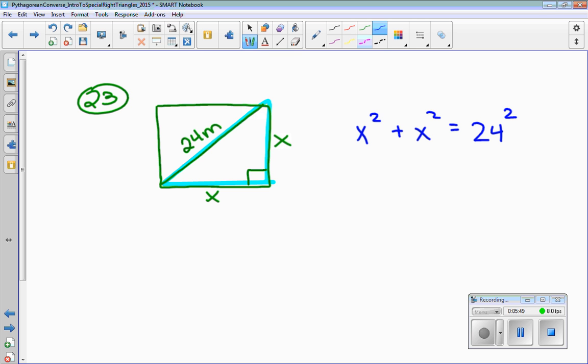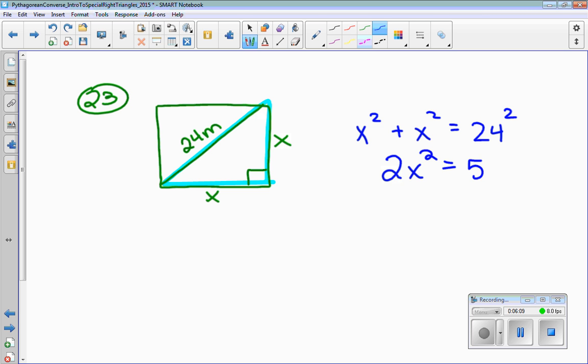I know y'all had like a million days off, but you awake? Right? So what do I do here? What's x squared plus x squared? 2x squared. There are 2 of them. And then what's 24 squared? I don't know off the top of my head. Do you guys know? Numbers are getting kind of big.